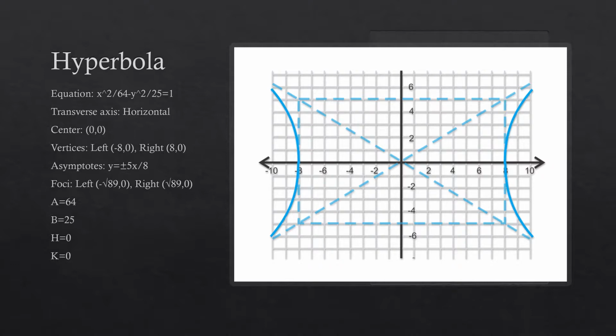Here's an example of a hyperbola centered at its origin. A equals 64, B equals 25, H equals 0, K equals 0. H and K equal 0 because the center is 0, 0. The vertices, the left vertex is negative 8, 0. The right vertex is 8, 0.